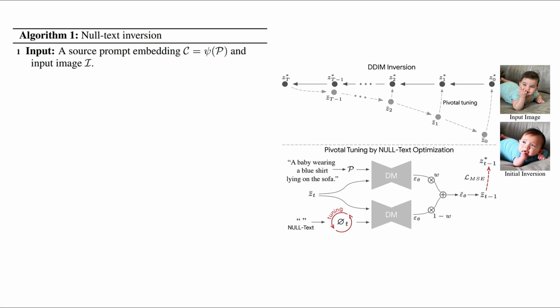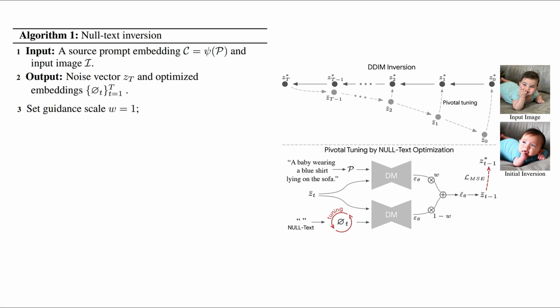As the input, we have a source prompt C generated from the CLIP model given the text prompt P and an input image I. And as the output, we want a noise vector z capital T, which is a unique noisy image for that particular image. And we have a set of embeddings that we want to optimize with the same number of DDIM steps, which is typically 50. Initially, we set the guidance scale to be 1. And remember from the CFG formula that by setting w to be 1, we remove the second term and only keep the first term. And that means we don't have any CFG at all.